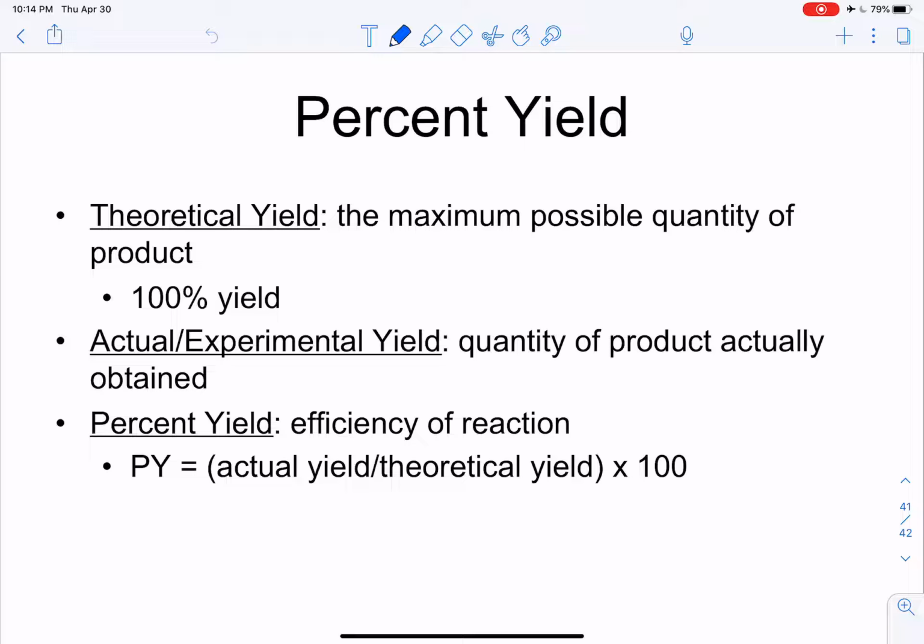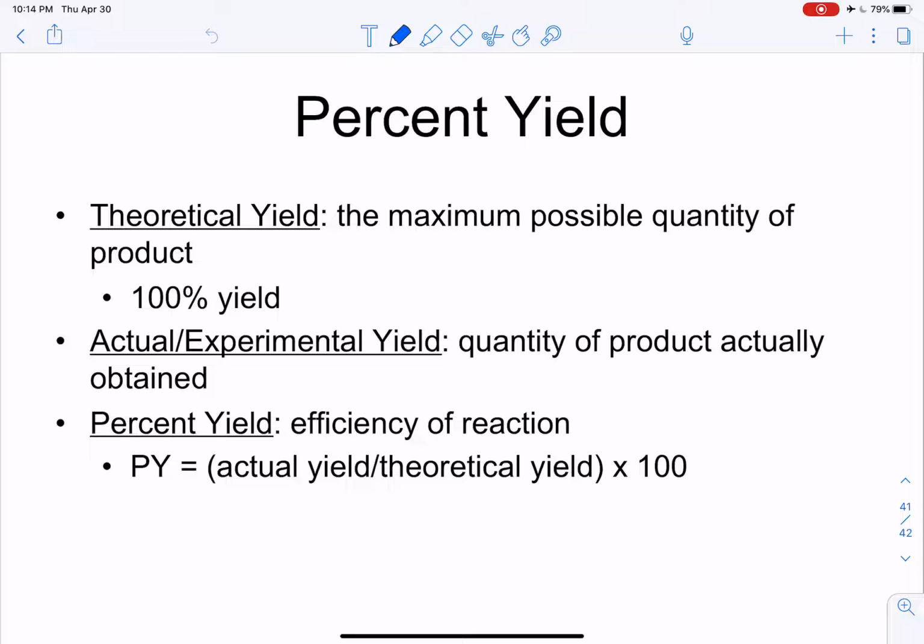Students, we have reached the last lecture in chapter 5. Yay! Okay, so we have to talk about percent yield. And before I talk about percent yield, I need to explain the parts of percent yield.